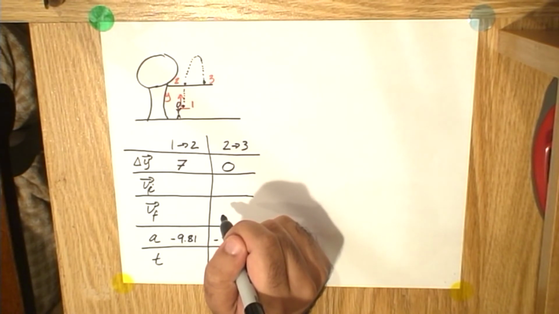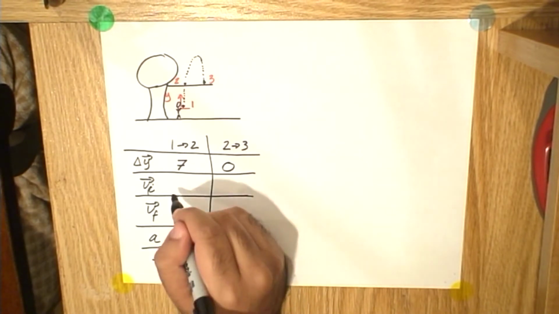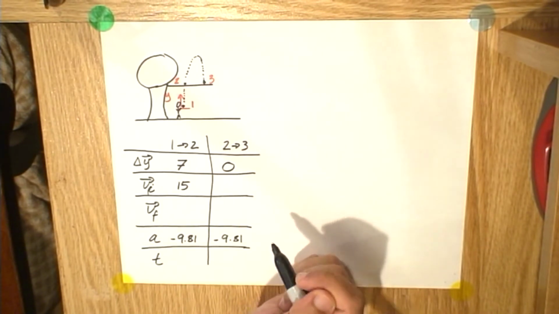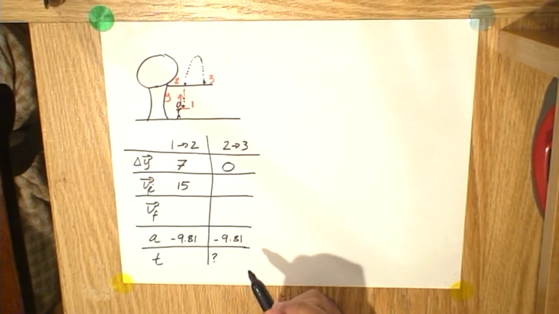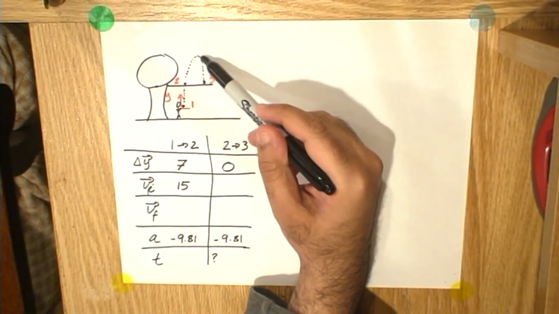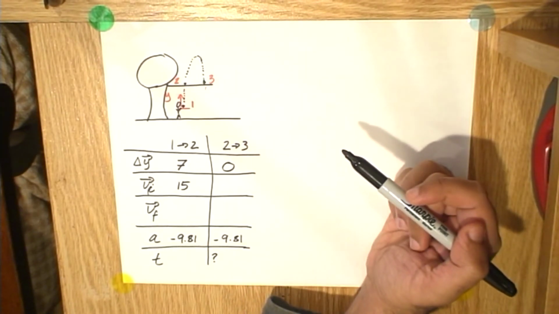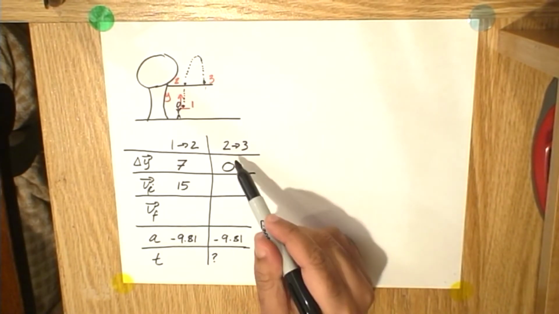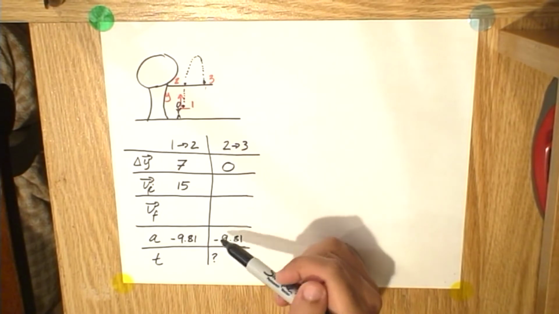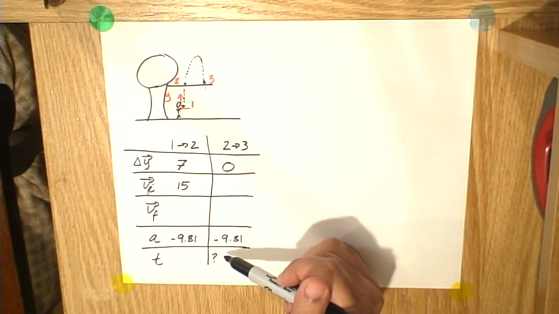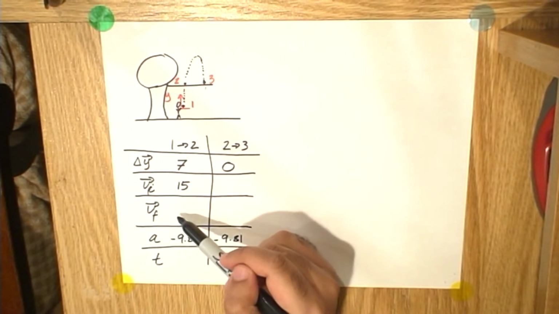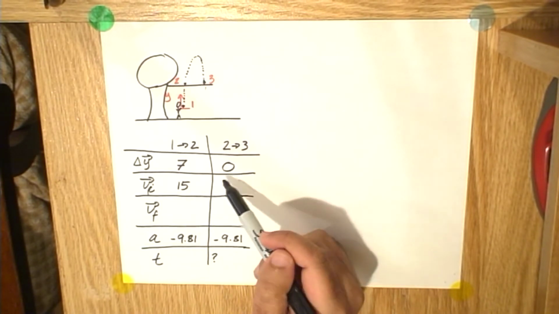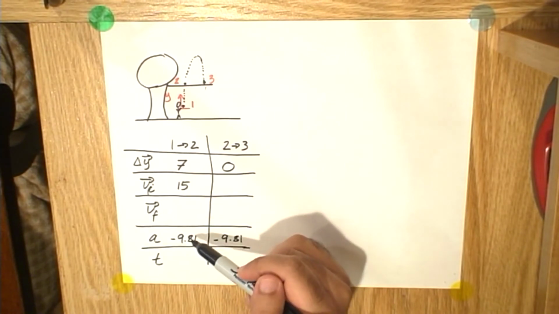Finally, we were told that it was launched at 15 meters per second upwards. That's positive 15 over here. And what we're looking for is the time that elapses between photo 2 and photo 3. Now here's how we're going to go about solving it. We do not yet have enough information between photo 2 and photo 3 to solve for the time. But if we were to find the final velocity for 1 to 2, that would be the initial velocity for 2 to 3. So let's go ahead and do that.